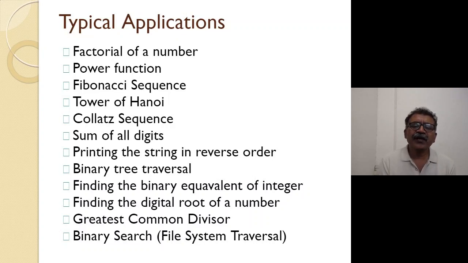Okay. What is that binary tree? I will talk everything about it so that you understand this. Then finding the binary equivalent of an integer. Binary equivalent means any number is converted into 0 1 0 1 format. So that is possible using recursion. Finding the digital root of a number. That is a very interesting program. Then greatest common divisor is there, binary search, file system traversal. All these are typical applications of the recursive mechanism.